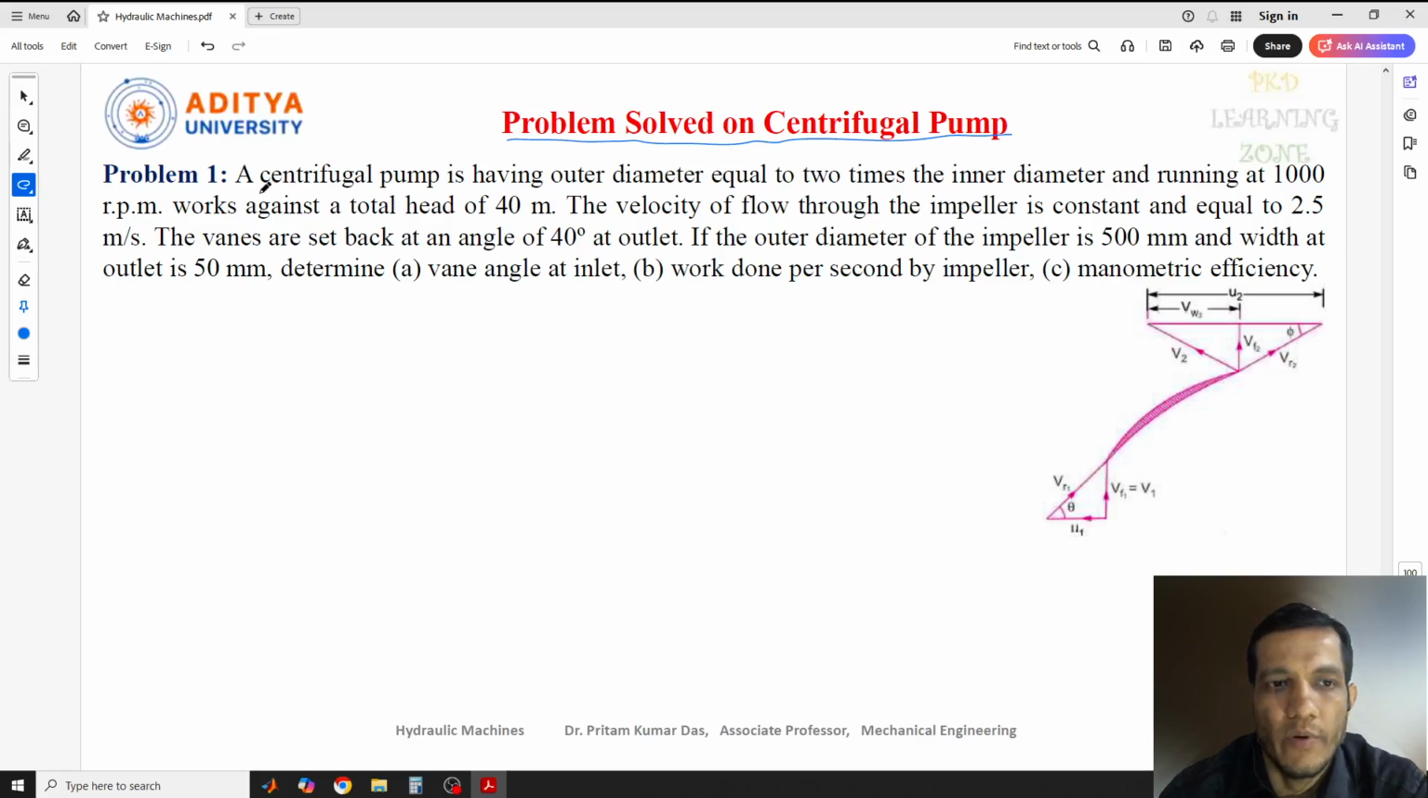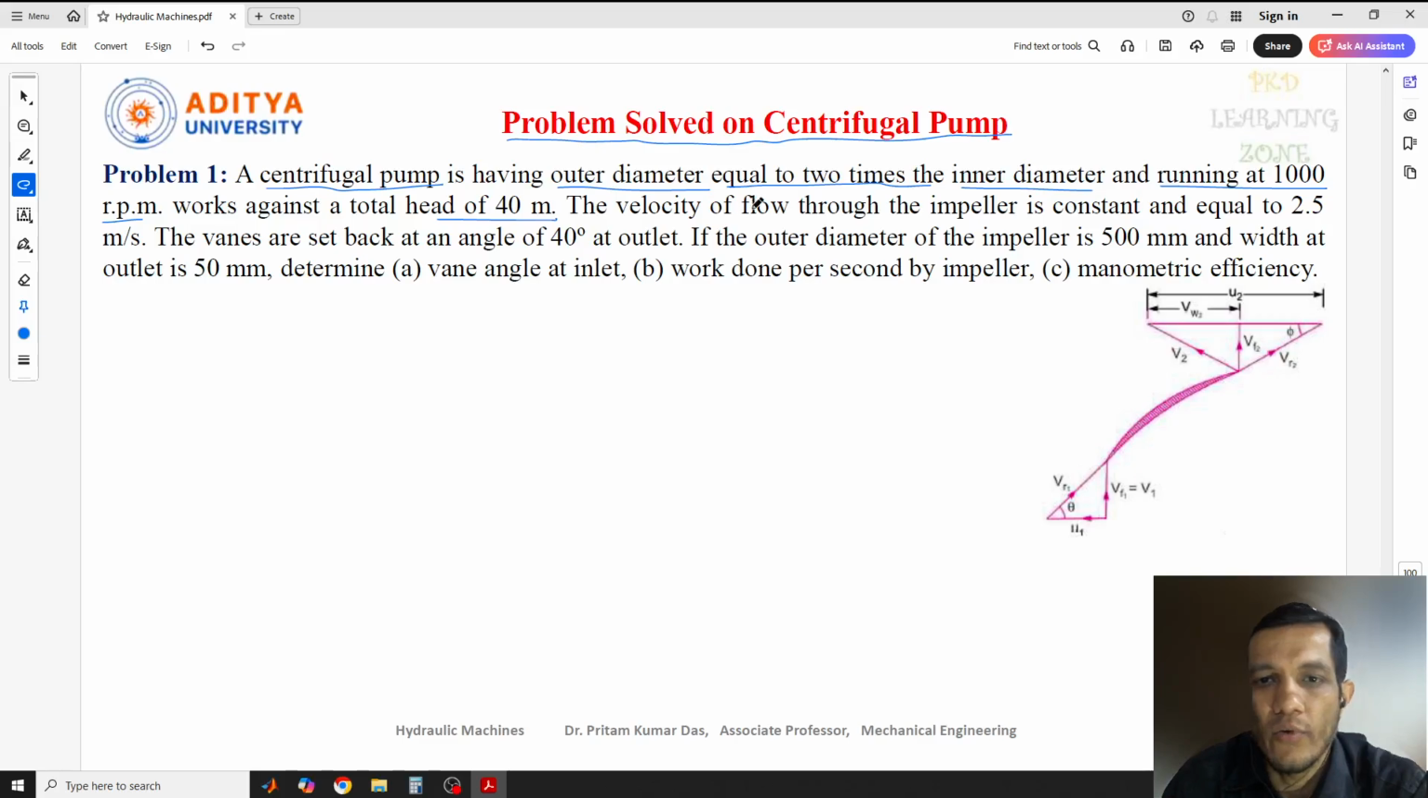So here we have taken the question of a centrifugal pump. A centrifugal pump is having outer diameter equal to 2 times the inner diameter. So the diameter value is not given, but it is mentioned that outer diameter is equal to 2 times the inner diameter, and it is running at 1000 rpm and works against a total head of 40 meter.